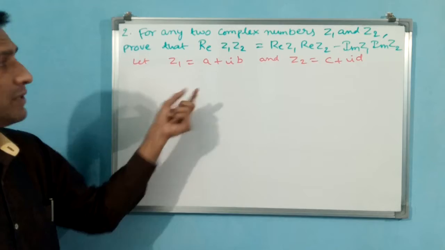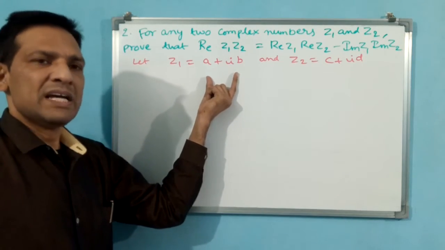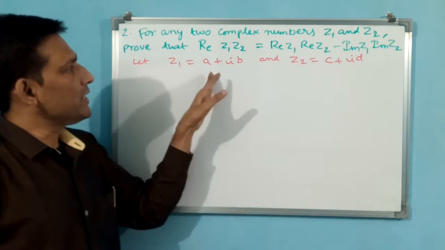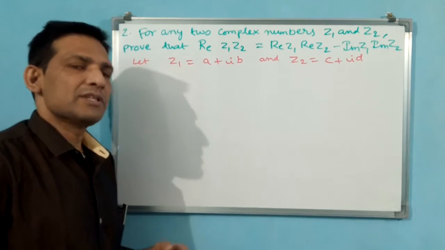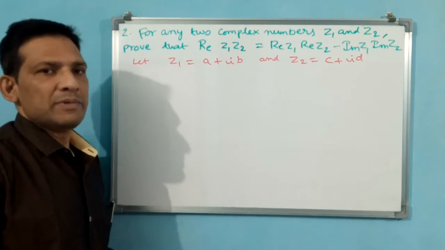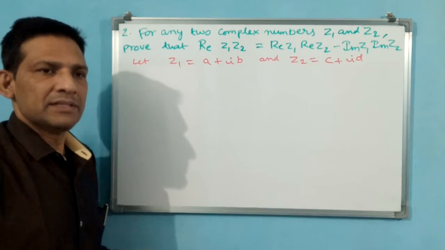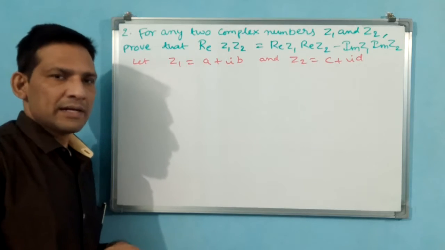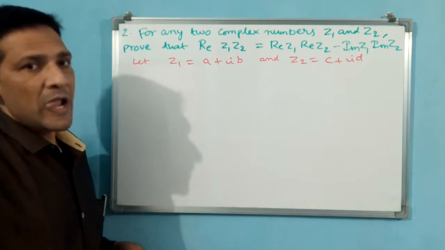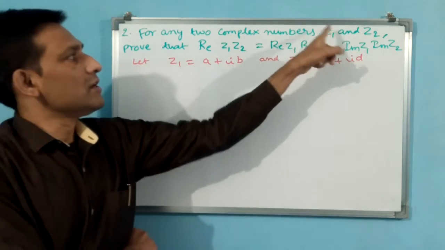Okay, these two are complex numbers, Z1 and Z2. I have written let, that means you can take any numbers also, but always while proving, avoid taking numbers. You take constant coefficients. Try it. If not possible with coefficients, then you take numbers. That is also not wrong, but always avoid it and take these coefficients.